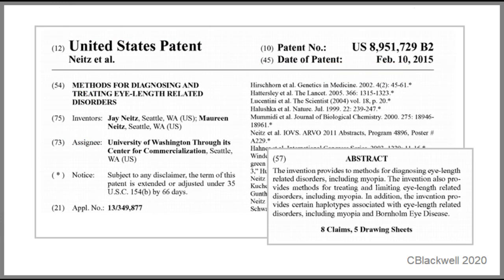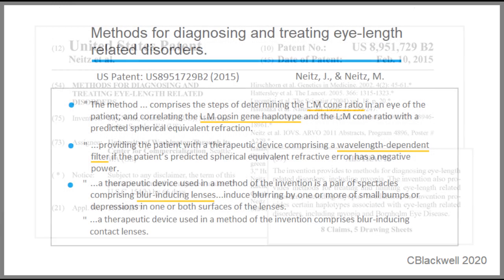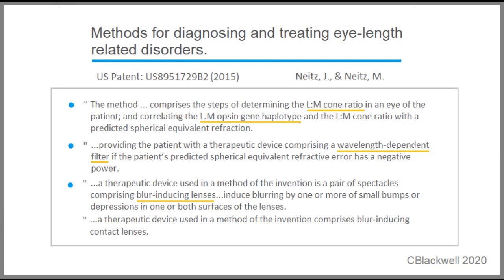In 2015, based on these observations, the Neitzes filed a patent using both these approaches for diagnostic and treatment proposals. First proposal is to measure the L-M ratio and/or determine the haplotype to predict who would develop myopia. Second, use those findings to prescribe a lens with a wavelength-dependent optical filter, or prescribe blur-inducing lenses, either as contacts or glasses. The blur-inducing lenses are currently undergoing a 3-year trial, discussed in the treatment section.